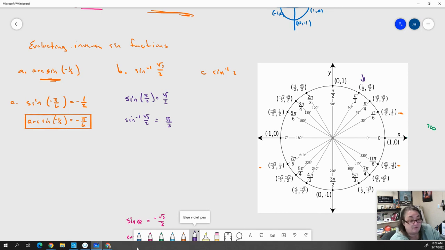So as long as you have a unit circle in front of you, it's not super complicated stuff. It's just remembering to switch first, find the sine, and then the answers flip. Inverse sine of 2, though, does not have a solution. Any idea why it doesn't have a solution?